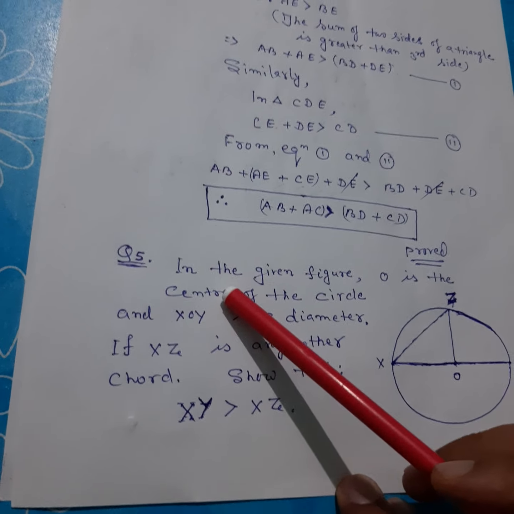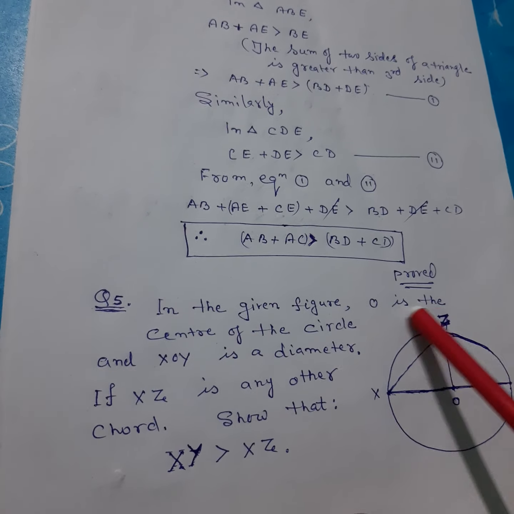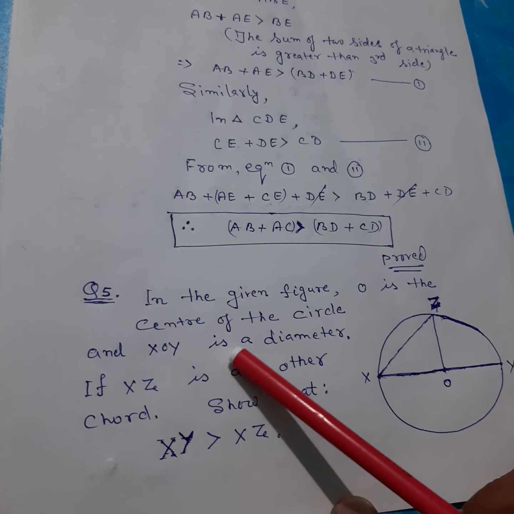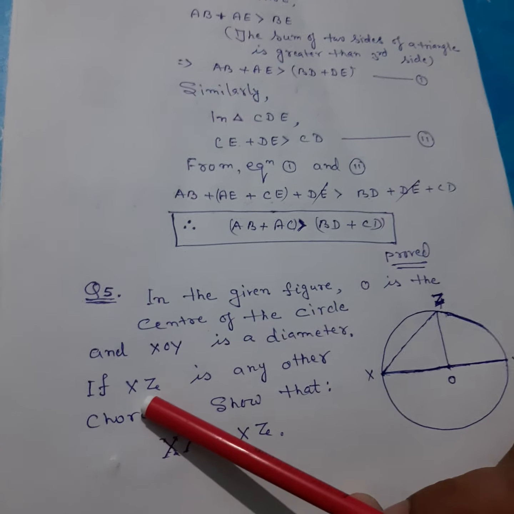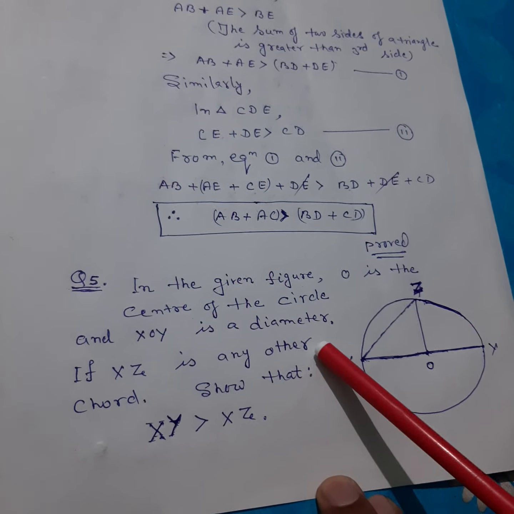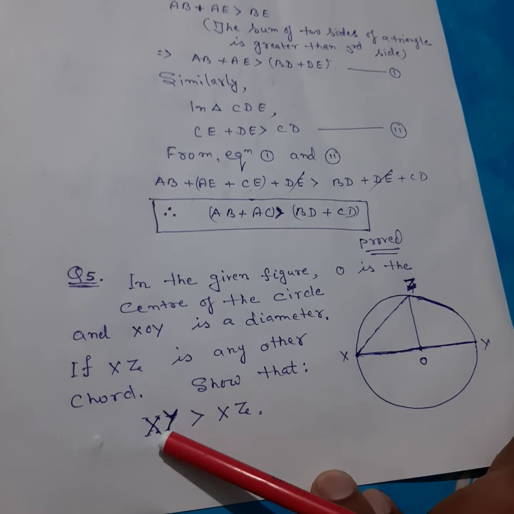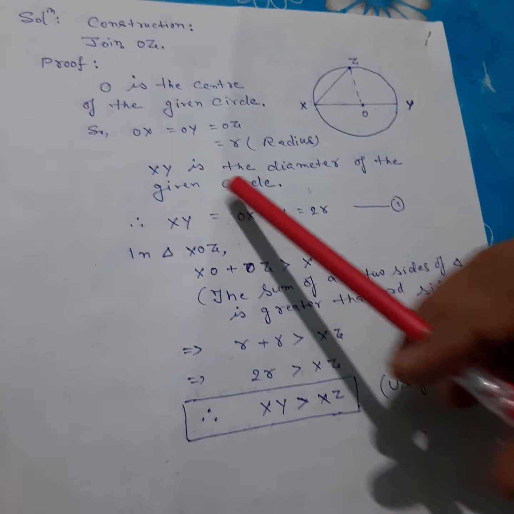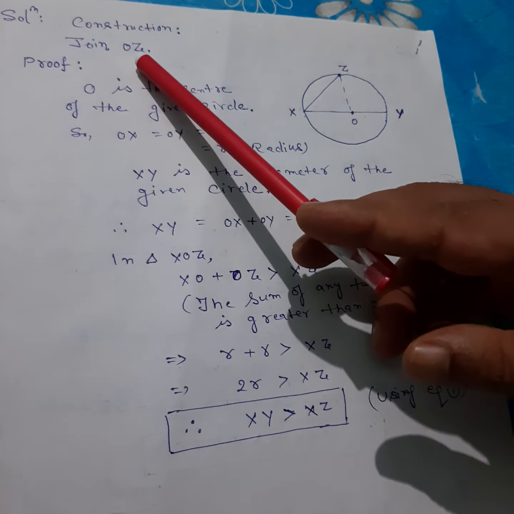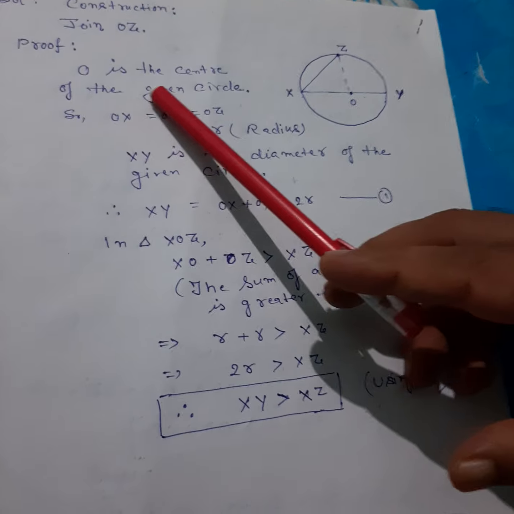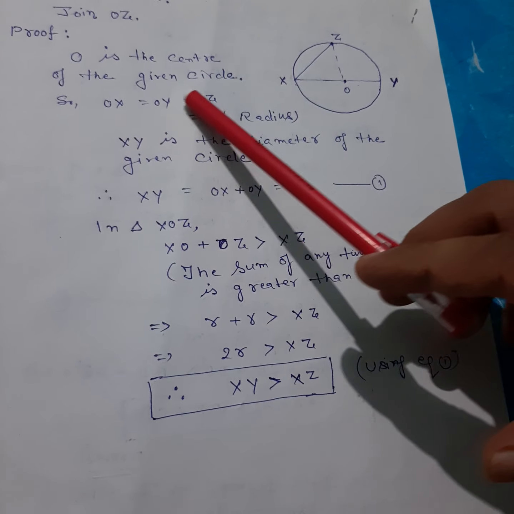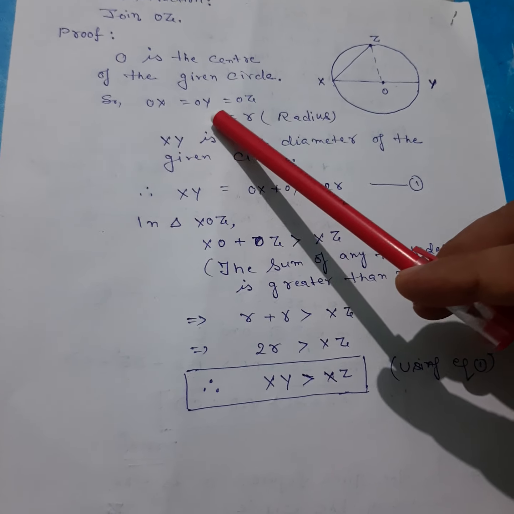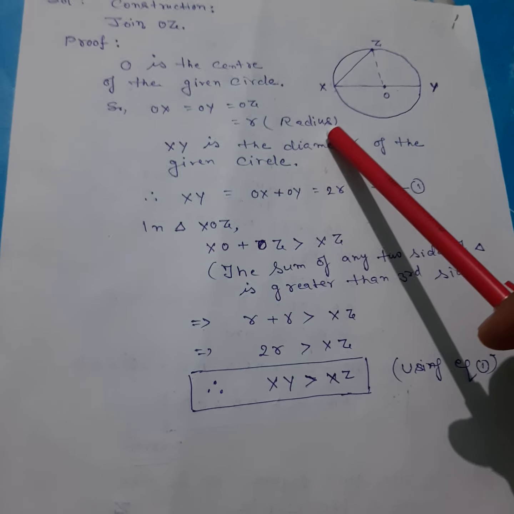Now, the next question: in the given figure, O is the center of the circle and XOY is a diameter. If XZ is any other chord, prove that XY is greater than XZ. Construction: join OZ. O is the center of the circle, so OX equals OY equals OZ equals R, the radius.